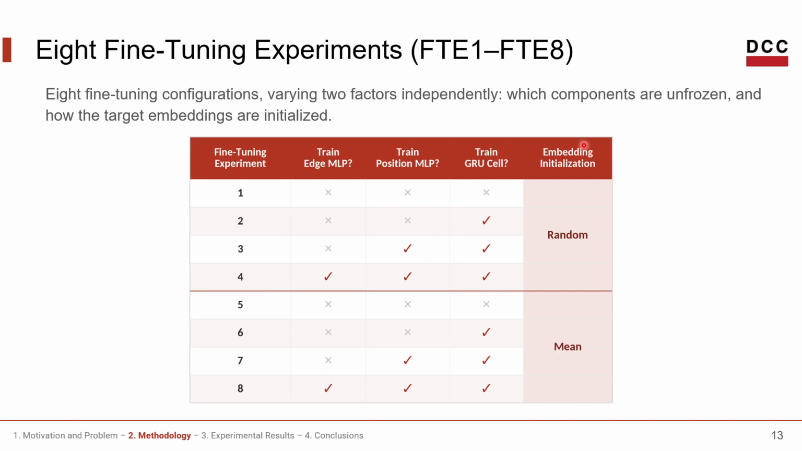And the second factor is how the embeddings are initialized. So either randomly or from the mean of the source embeddings. And you'll see the difference between the experiments 1 through 4 and 5 through 8 is just the initialization. So experiments 1 and 5 both freeze the message passing component completely, and the only difference is that 1 gets initialized with random embeddings and 5 gets initialized with mean embeddings. And the idea is that I'm going to train a model over the source dialect, and then when adapting the model over the target dialect, I'm going to run these experiments right here.